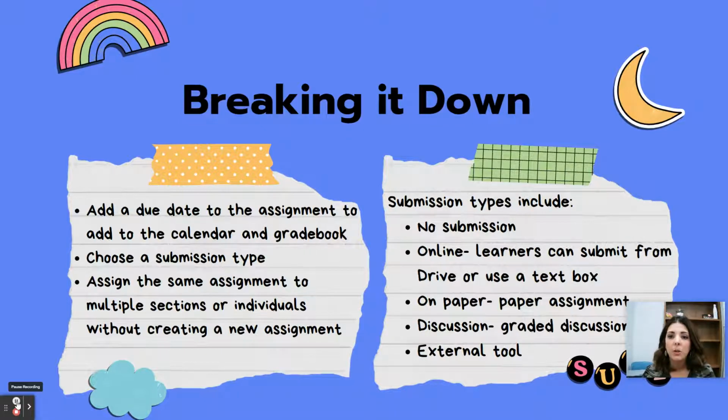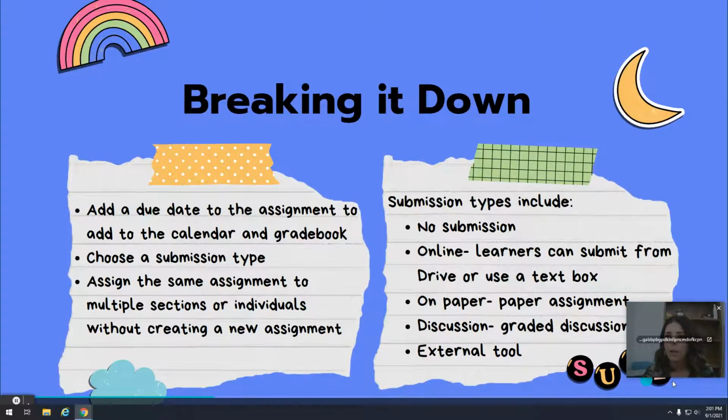If you're looking at submission types, you can have no submission, which would mean that they don't have to submit anything to you. You can have an online submission, which means that your learners would submit from either their Google Drive or they would use a text box and type something in. They can submit something to you on paper, like a paper assignment. A discussion, you can start a discussion as an assignment and it be a graded discussion, or you can use an external tool.